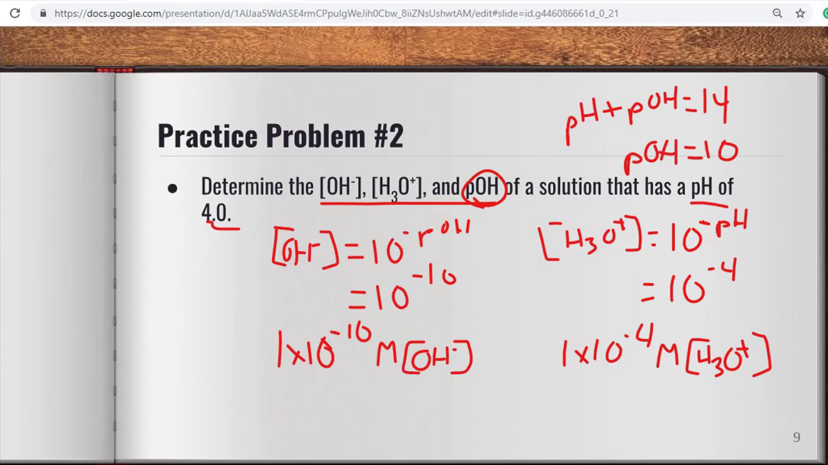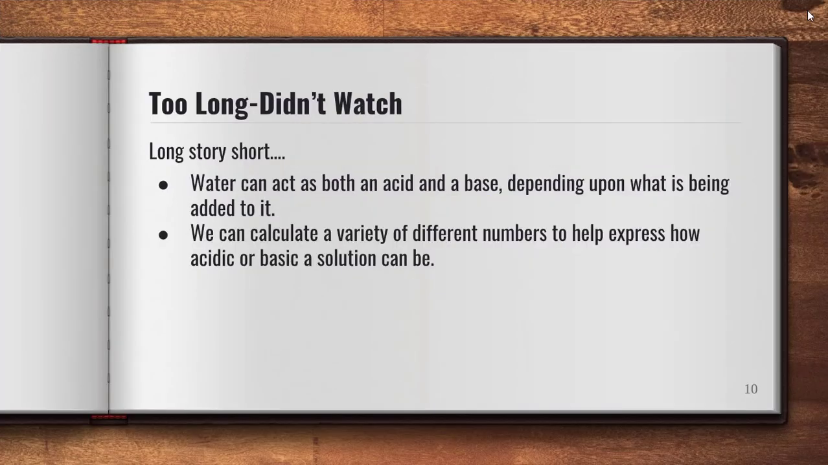Again, these are pretty straightforward to solve. Make sure you know and think about these two new equations we just went over. They will come in handy as we go through several practice problems moving forward. All right, guys, well, that pretty much covers all of chemistry for this year. Long story short, water can act as both an acid and a base depending upon what is being added to it, and we can calculate a variety of different numbers to express how acidic or basic a solution is. This covers pretty much all of general chemistry.